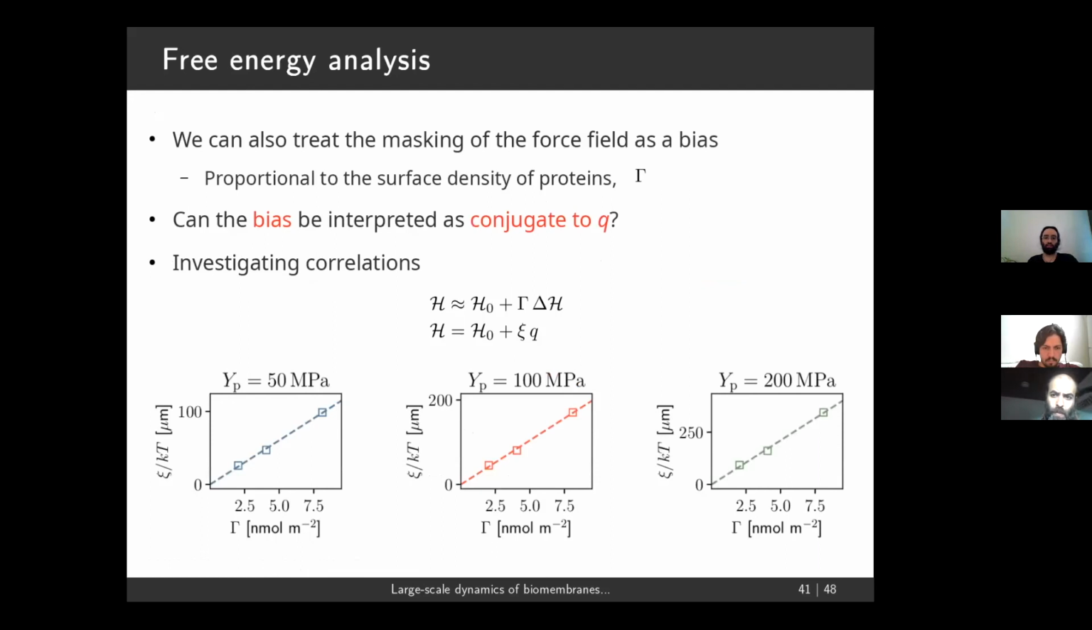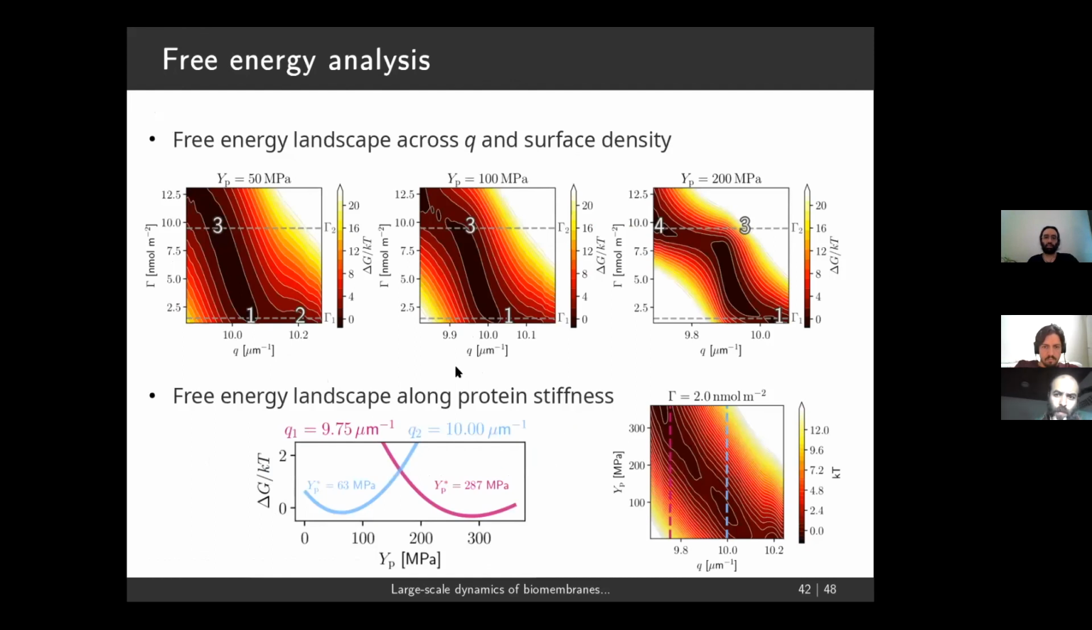And I've looked at the fact that this bias also correlates with the surface concentration of proteins that I expected. And these are the actual free energy landscapes, so I can look at them across this reaction coordinate. As we move towards the right, the higher values of Q correspond to more aggregated states, and the other way around, dispersed. The vertical axis is the surface concentration.